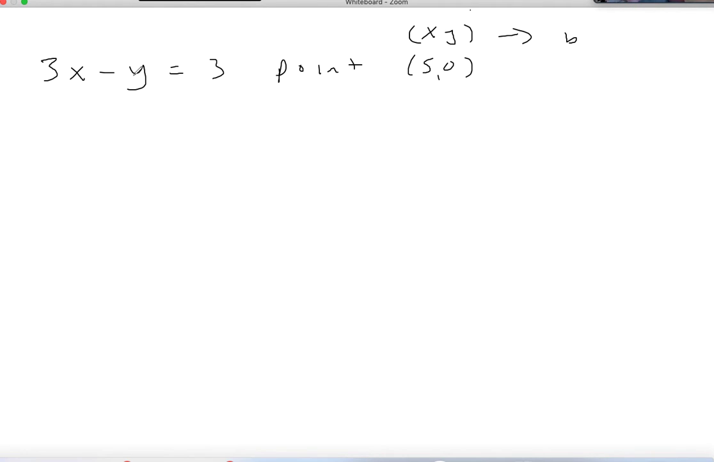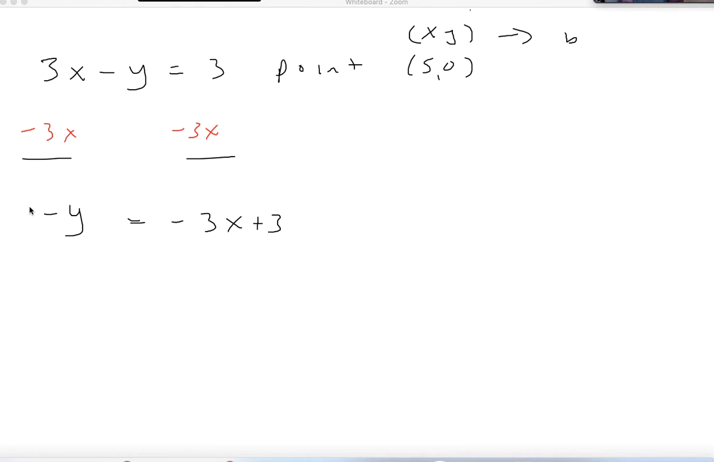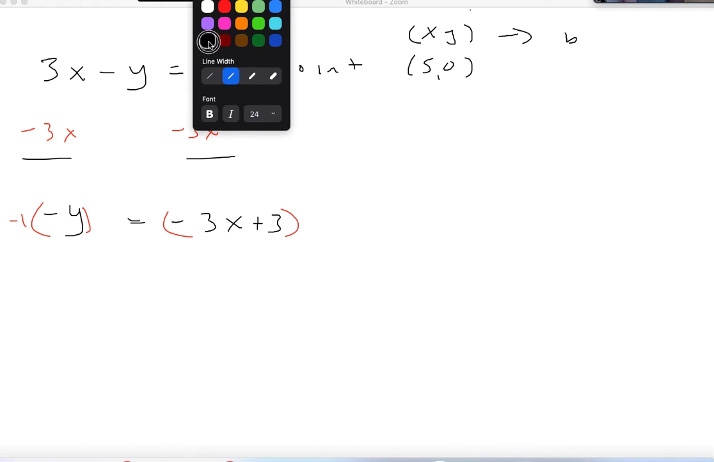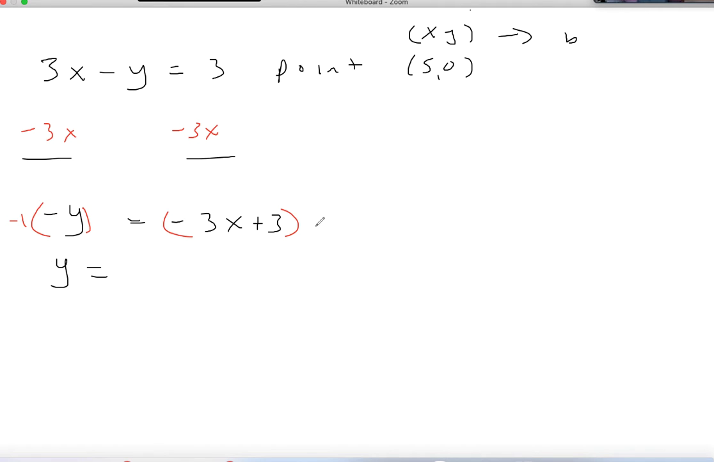So the first thing I want to do is get y by itself. So let's go ahead and subtract that 3x on both sides. And so that's going to be negative y equals negative 3x plus 3. And then I will multiply both sides by negative 1 to make this positive y, so that we're in y equals mx plus b. So negative 1 times that is going to flip that to a positive 3x and then a minus 3. So that means my slope for my original equation is 3.